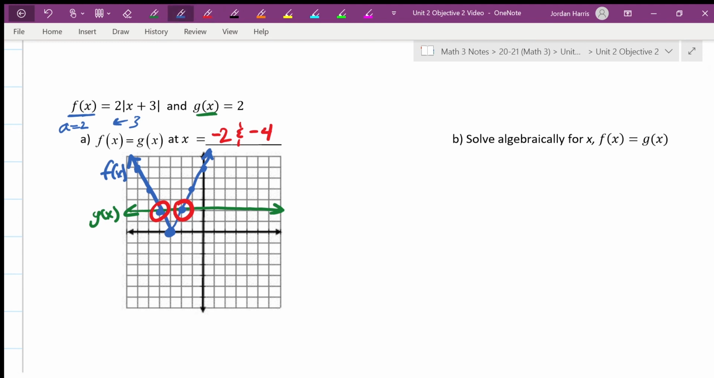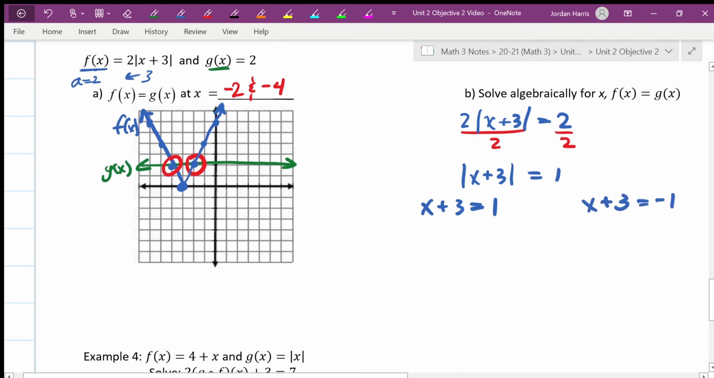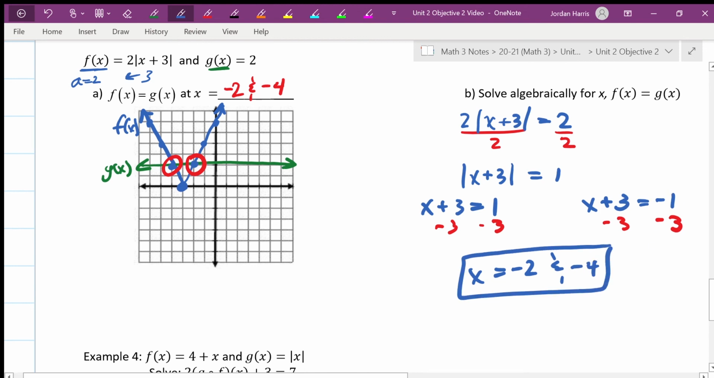Okay, prove it algebraically. 2 times absolute value of x plus 3 equals 2. Set them equal. Divide by 2 first. You get absolute value of x plus 3 equals 1. Set up my two equations because it's a positive number that they're equal to. Don't forget to check. Subtract 3 on both sides. On the first one, 1 minus 3 is -2. On the second one, -1 minus 3 is -4. I have my same two solutions. Done.